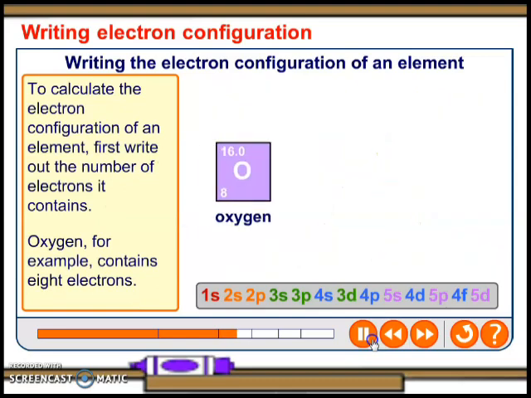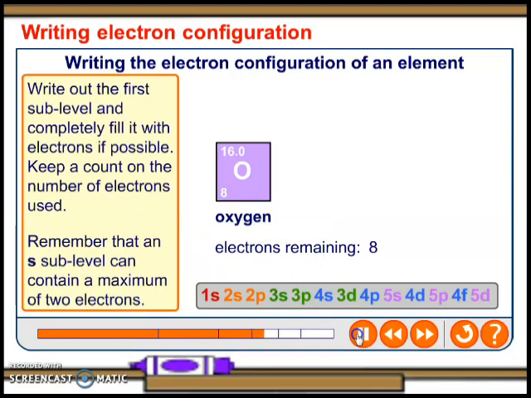To calculate the electron configuration of an element, first write out the number of electrons it contains. Remember that the atomic number is equal to the number of electrons. So oxygen, for example, contains 8 electrons. Write out the first sublevel and completely fill it with the electrons if possible. Keep account of the number of electrons used.